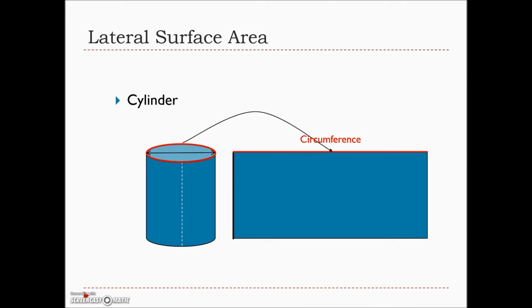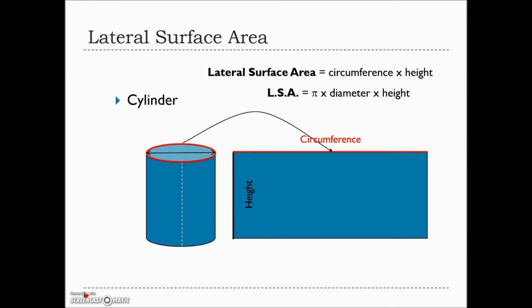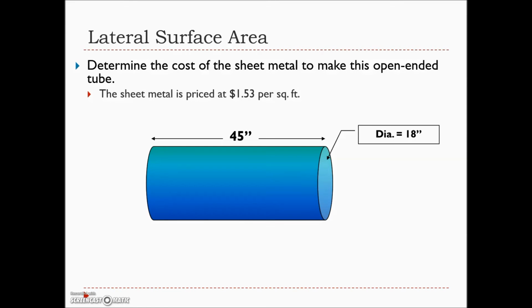We have a rectangle that we then can determine the lateral surface area, not including top and bottom, for this cylinder. And our formula then results in circumference, pi times the diameter, times the height of the can. In this example, they're asking us to determine the cost of a sheet metal to make an open-ended tube, and they give us the price for the sheet metal per square foot.